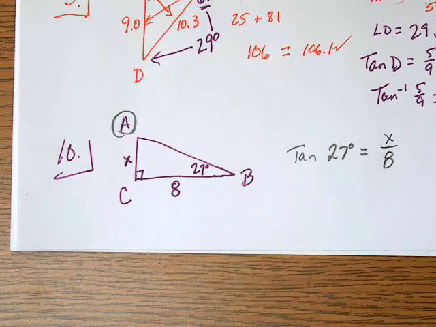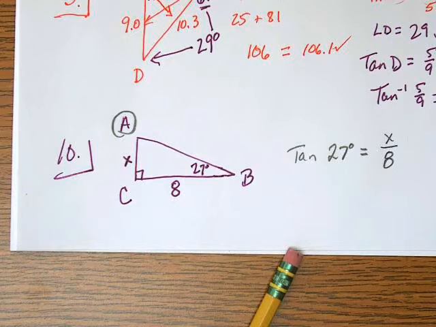Remember, the tangent of a function is always the opposite over adjacent. And so the opposite side is x, the adjacent side is 8. Does it matter what the hypotenuse is? Nope, not yet. Not until we start talking sine and cosine. Then it does. Okay?